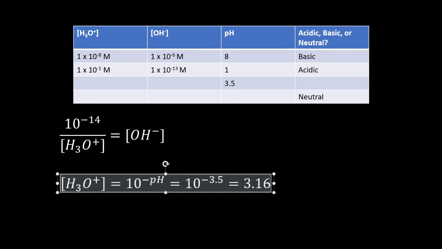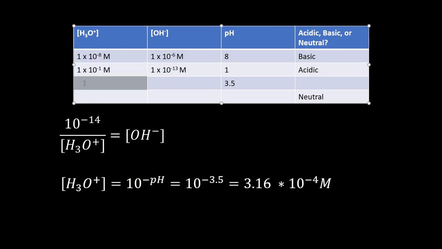So 10 raised to negative 3.5 comes out to be about 3.16 times 10 to the negative fourth molars, or moles per liter.